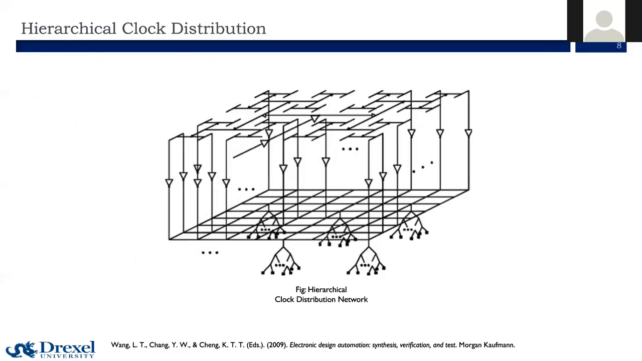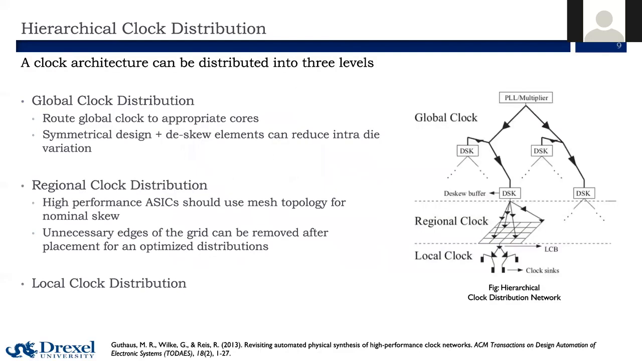We could also have multiple topologies stacked on top of each other on the same network. Example, in this diagram, we have a clock mesh in a top level with a clock tree for a localized clock network. This is called a hierarchical clock distribution. A clock architecture can generally be distributed in 3 sections: global, regional, and local.